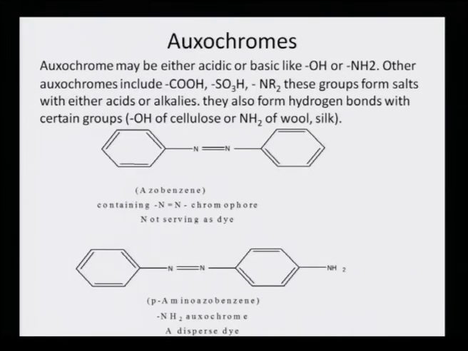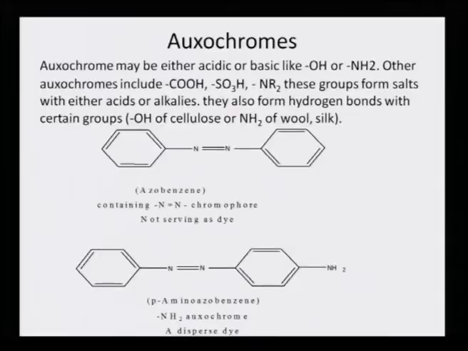The common auxochromes that are observed may be either acidic or basic, like OH or NH2. Other auxochromes include carboxylic acid, that is COOH, SO3H, NR2. These groups form salts with either acids or alkalis. They also form hydrogen bonds with certain groups like OH of cellulose or NH2 of the wool and silk.